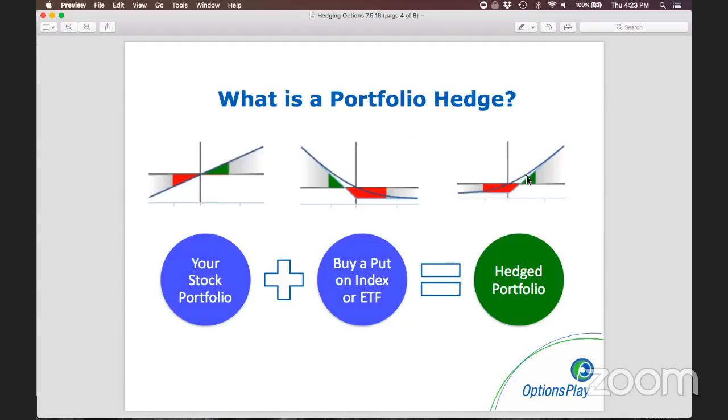So if the markets continue going higher, you will still participate in that gain. However, if the markets trade lower, you have limited losses. And that's the goal here, is to limit the losses to your portfolio if the markets go lower. Okay, so that's really what a portfolio hedge is.